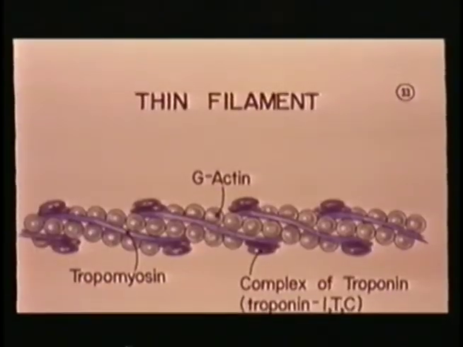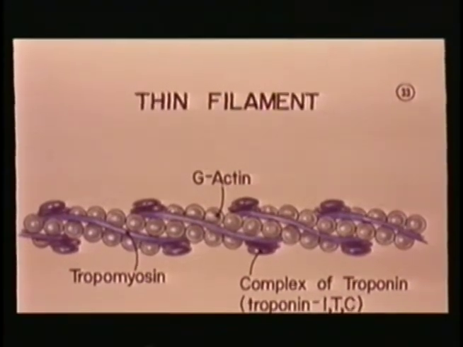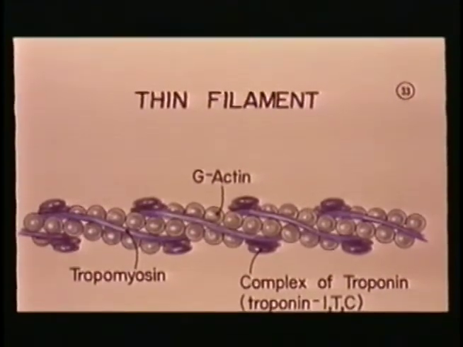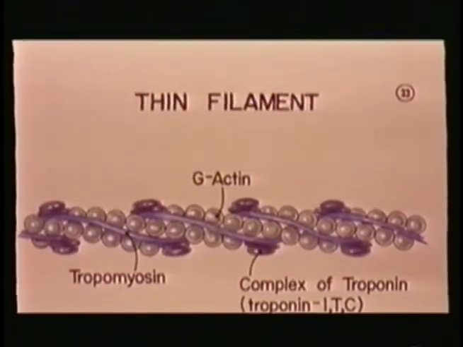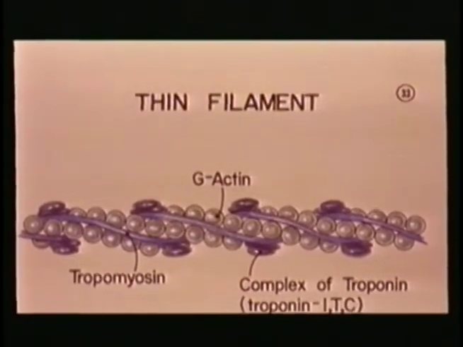Slide 33. The major structural component of the thin filament is G-actin, which is polymerized as a double helix. In addition, the thin filament contains tropomyosin and a complex of troponin molecules, troponin I, troponin T, and troponin C.